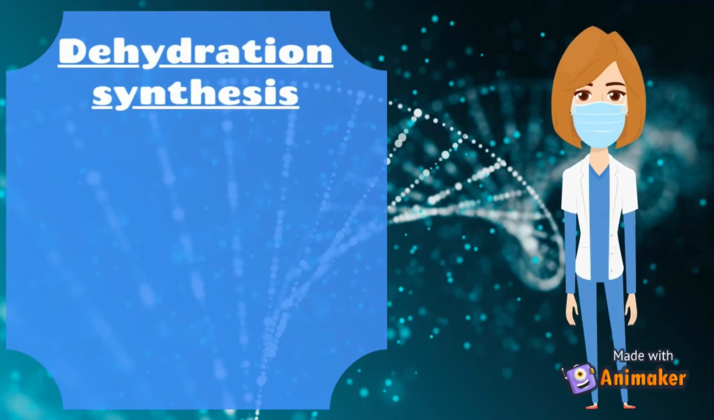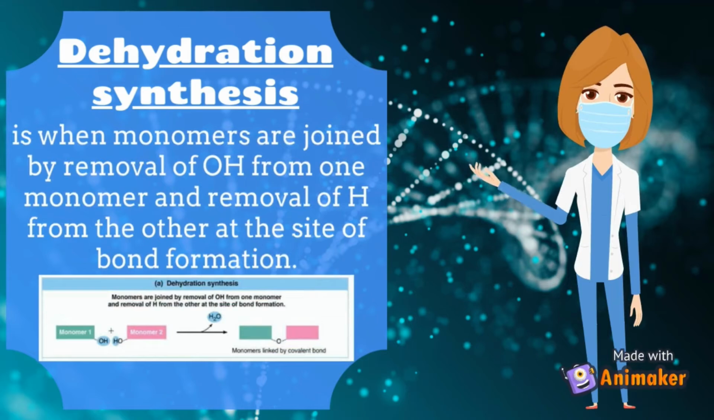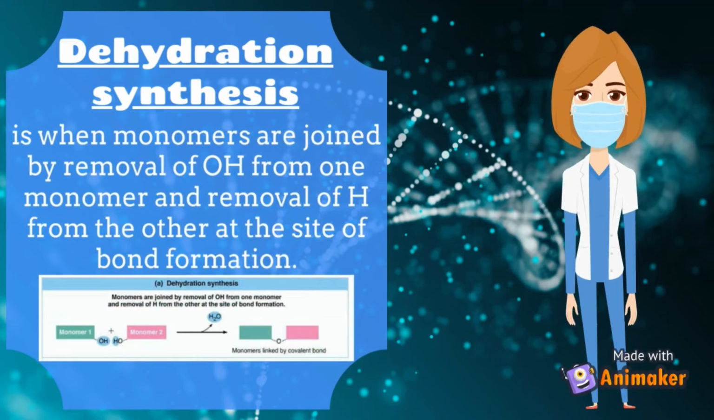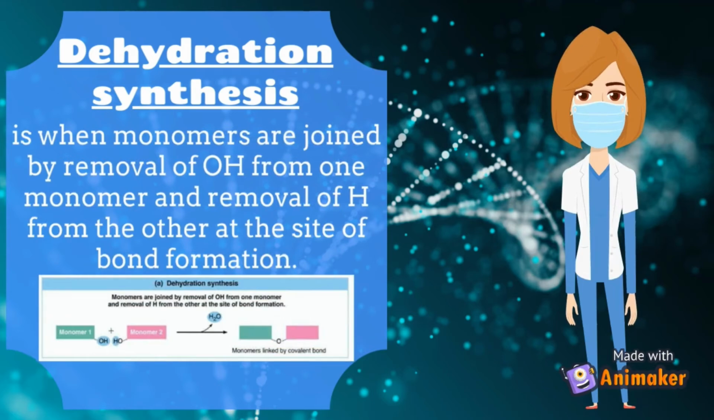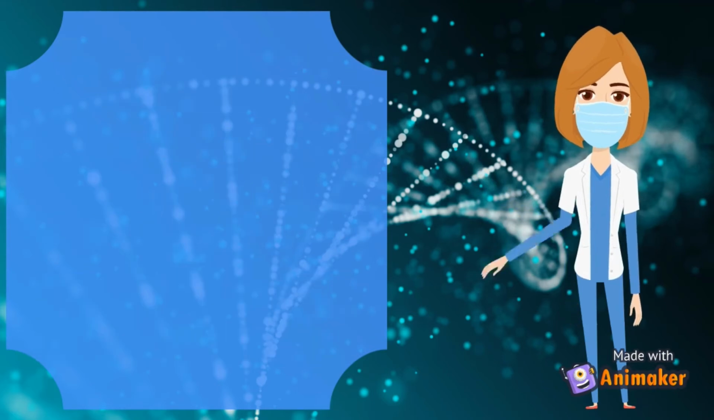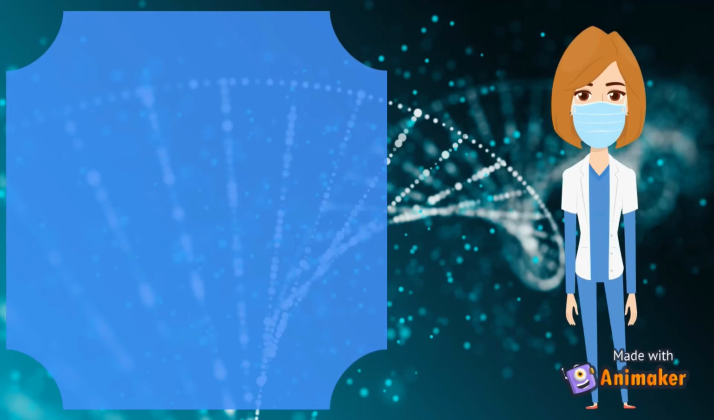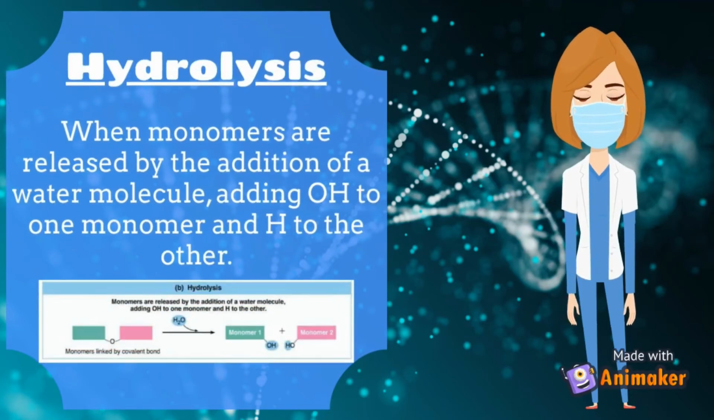Dehydration synthesis is when monomers are joined by removal of hydroxide from one monomer and removal of hydrogen from the other at the site of bond formation. On the other hand, the reverse process is hydrolysis, when monomers are released by the addition of a water molecule, adding hydroxide to one monomer and hydrogen to the other.